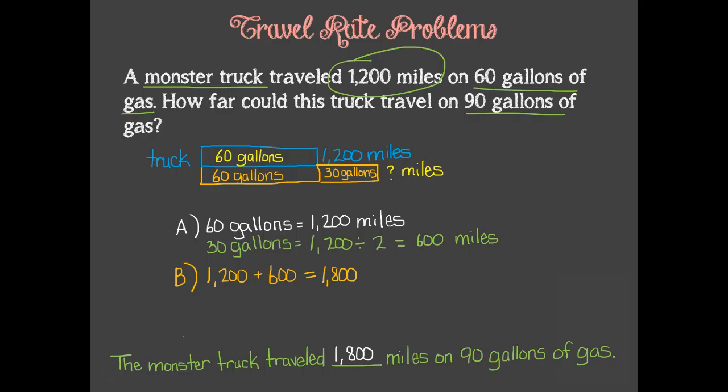I'll be honest with you, the first time I worked this problem, my model was a lot more complicated than what you see here. In fact, it was pointed out to me by a student that you don't even need to bar model this problem because it can be done very quickly in your head. That particular student had fantastic number sense, and he was able to see right away that 90 gallons is half again as much as 60, so he just added half of 1,200 miles, or 600, to 1,200 to find that the monster truck traveled 1,800 miles on 90 gallons of gas. It's a beautiful thing when a student has the opportunity to school the teacher.